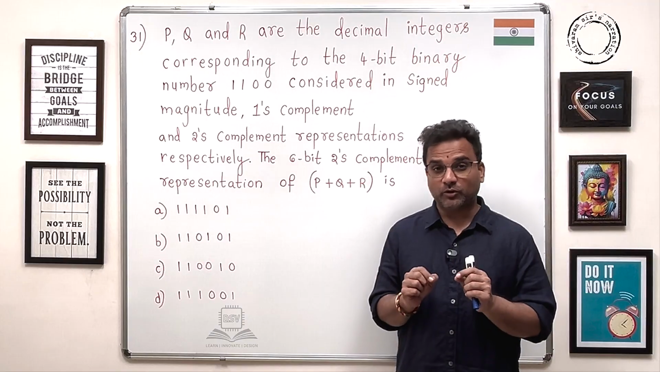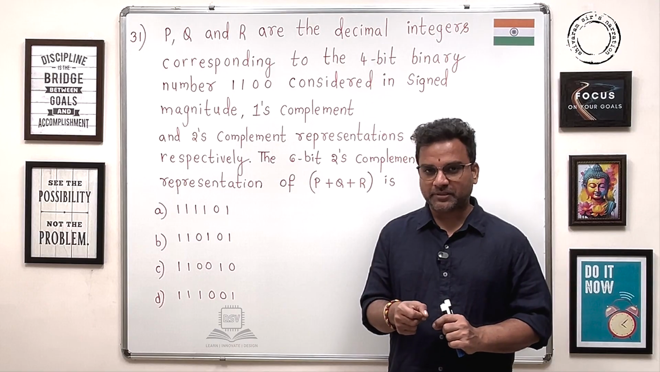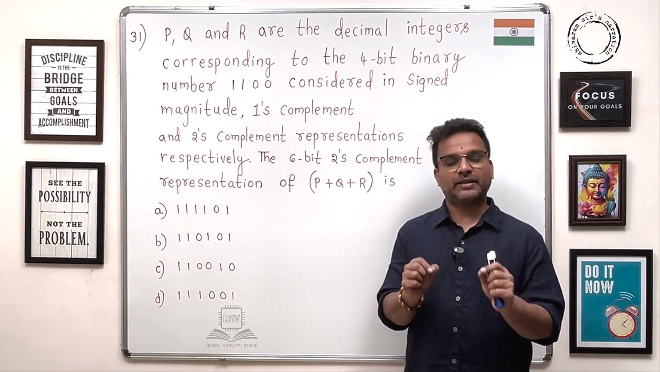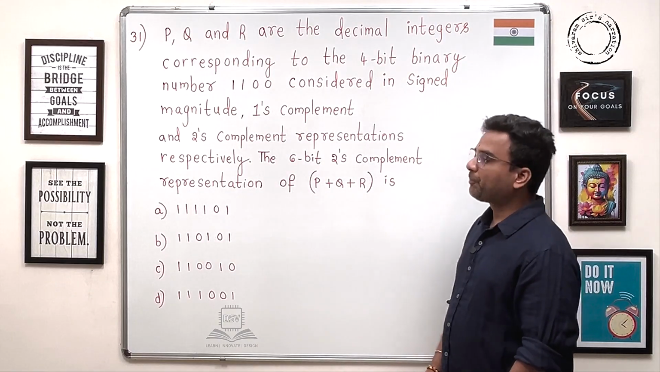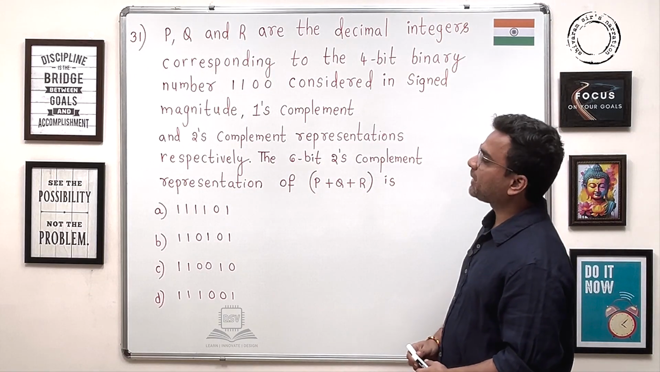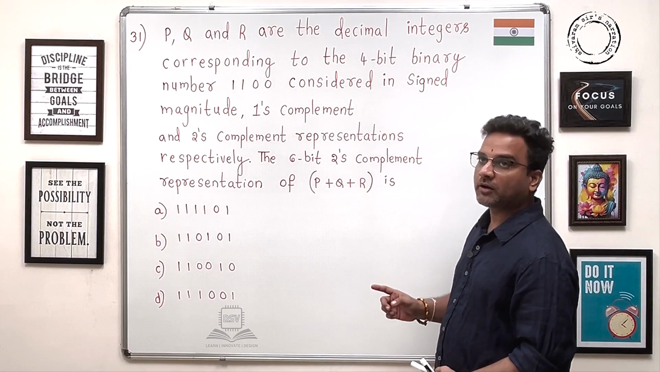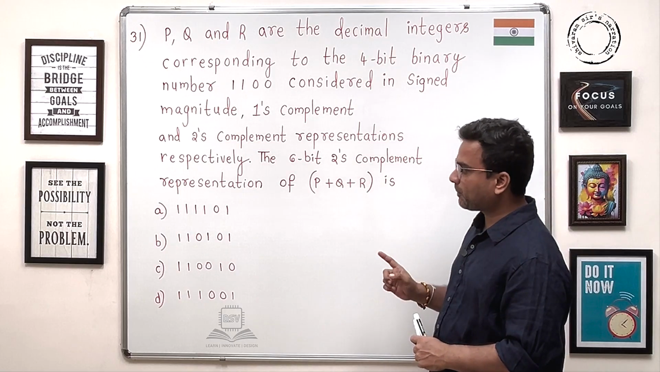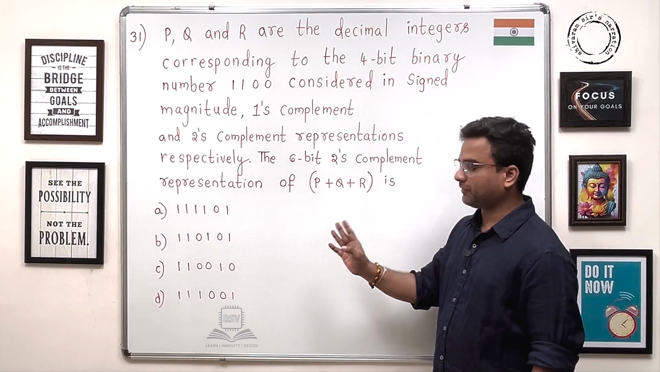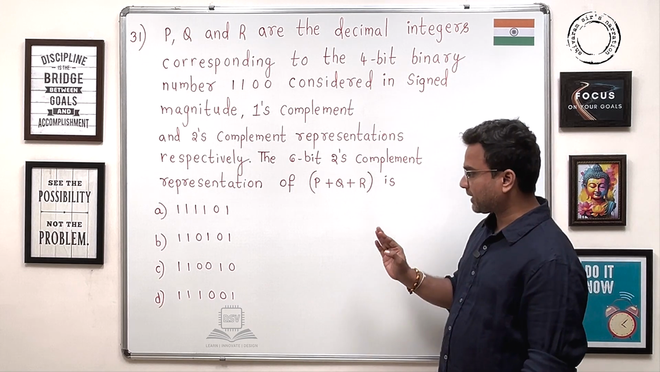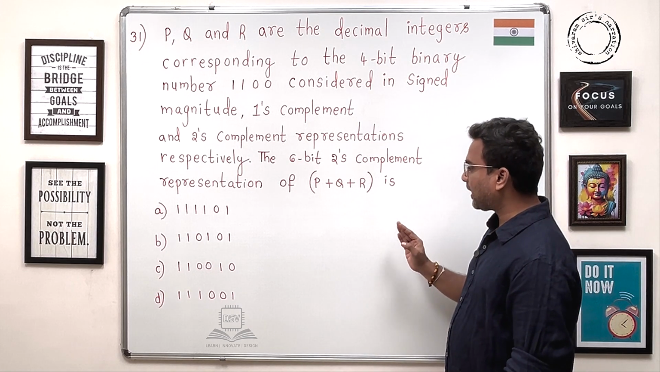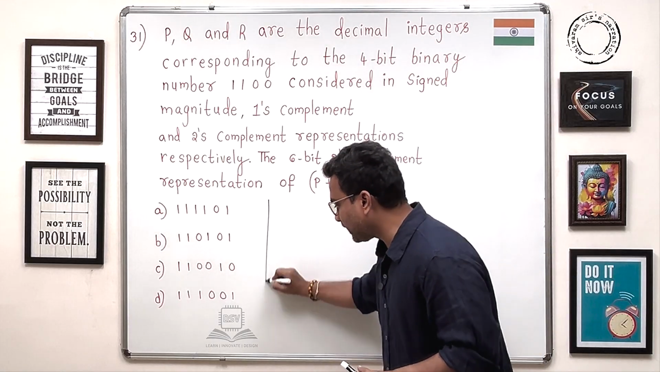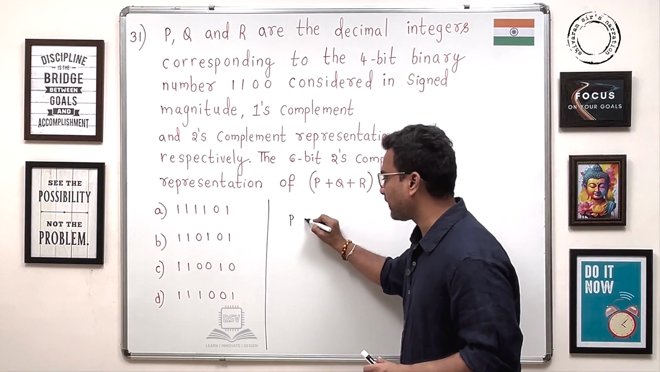In this video, we are going to discuss sign magnitude representation, 1's complement representation and 2's complement representation using a simple example. Let's start. P, Q and R are the decimal integers corresponding to the 4-bit binary number 1100, considered in sign magnitude, 1's complement and 2's complement representations respectively. The 6-bit 2's complement representation of P plus Q plus R is? First of all, we want to find out what P is in decimal.